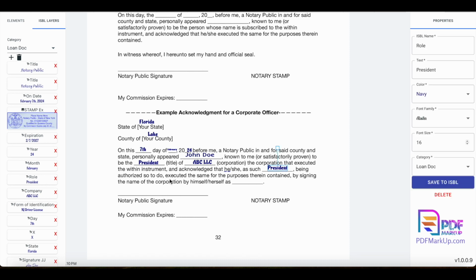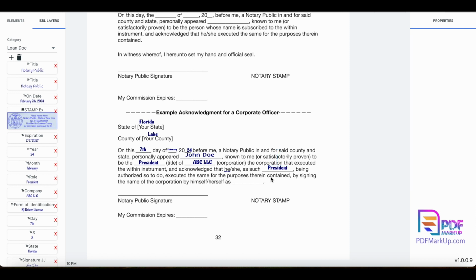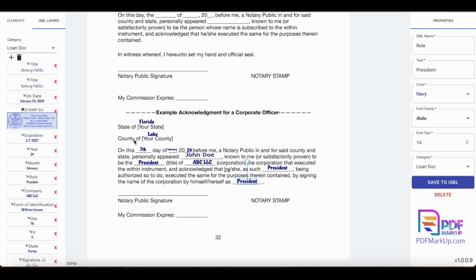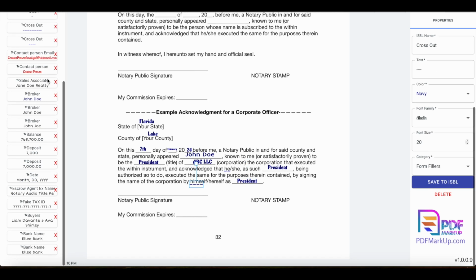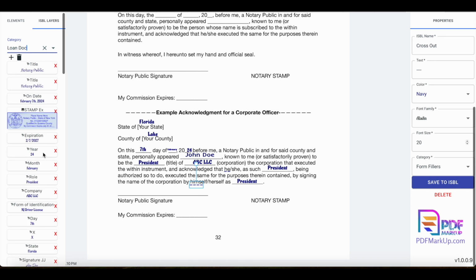Being authorized to do so, executed the same for the purpose therein contained by signing the name of the corporation by himself or herself as president. The role, yep, the role. And if you want to underline himself, the notary would then go ahead and stamp.